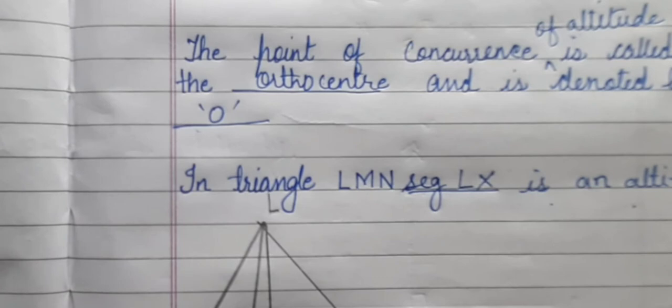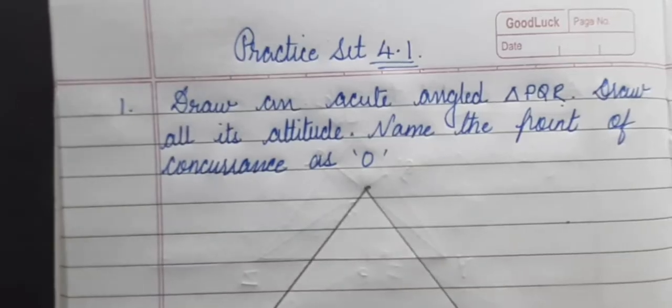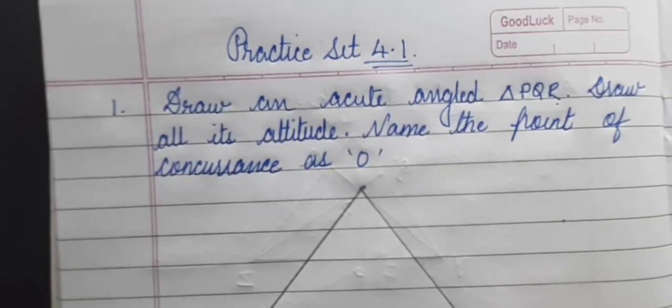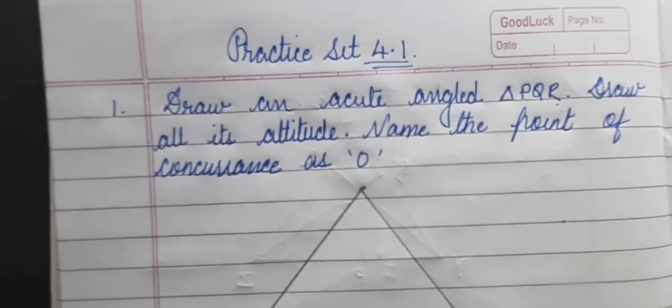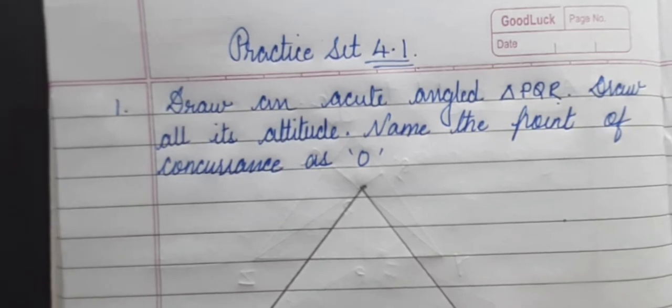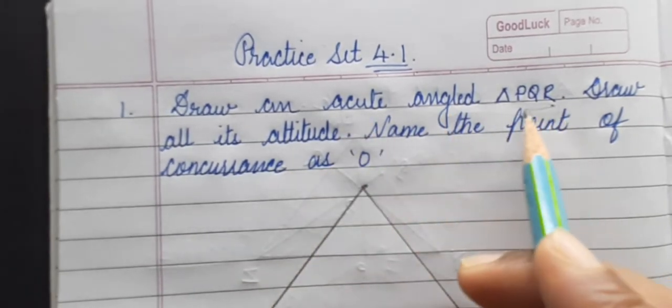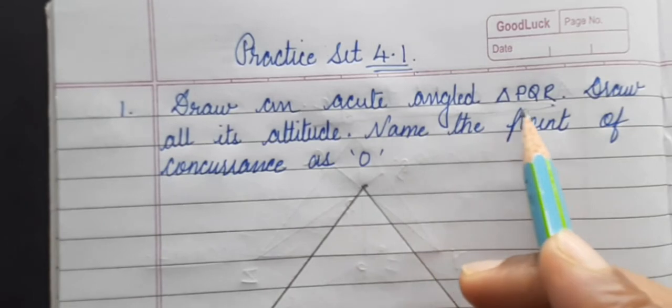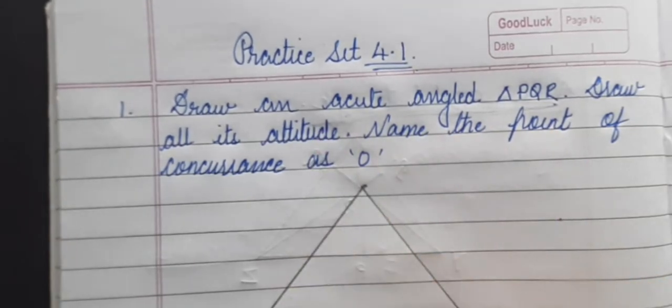Now we move on to the next problem based on altitude. So here the problem is: draw an acute angle triangle PQR. Draw all its altitudes, means how many altitudes will be there? There will be 3 altitudes, okay, as it is having 3 sides. And name the point of concurrence as O. Fine. Now where will the point of concurrence of an acute angle triangle lie? It will lie in the interior of the triangle, okay.